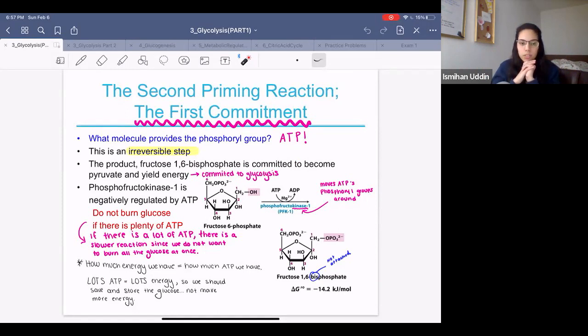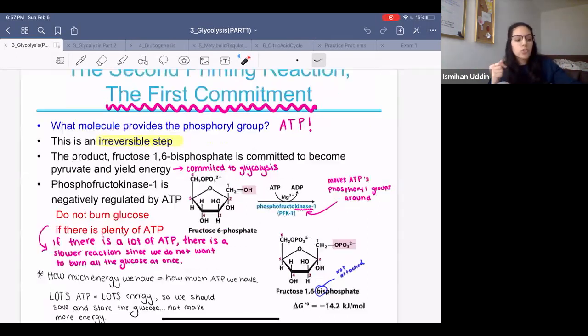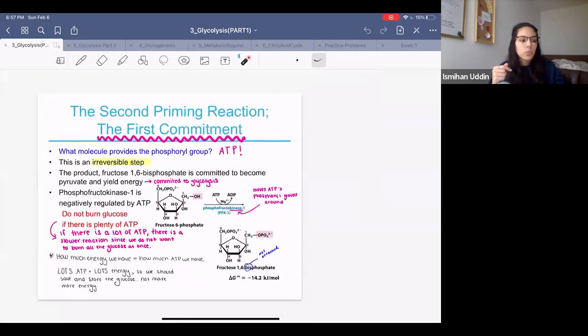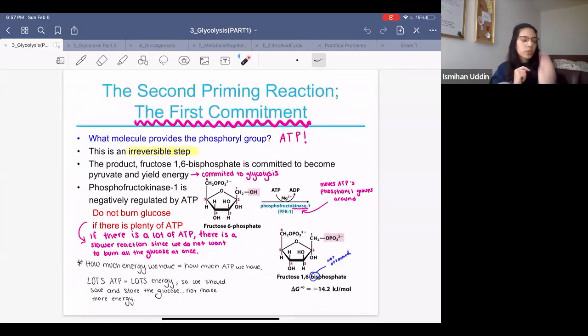What molecule provides the phosphoryl group? ATP, and I can tell you right now it's going to be a kinase, hence phosphofructokinase. Moves ATP phosphoryl groups around. Yes. Irreversible spent product, fructose 1,6-bisphosphate is committed to becoming a pyruvate and yielding energy. So like I said, it's committed to glycolysis.